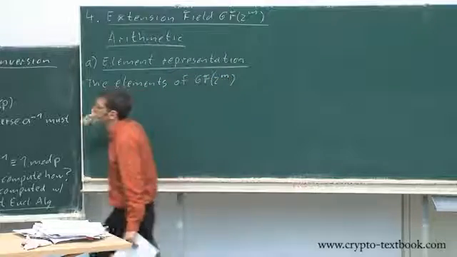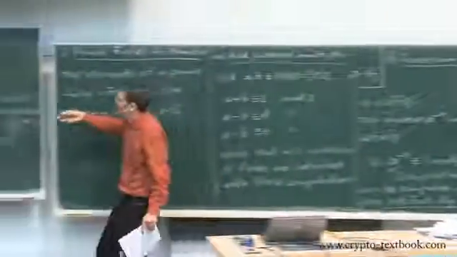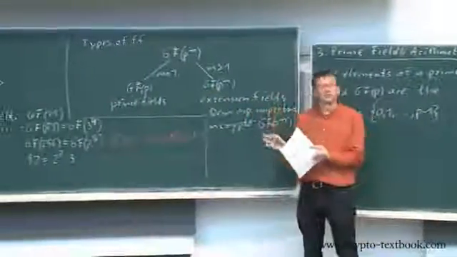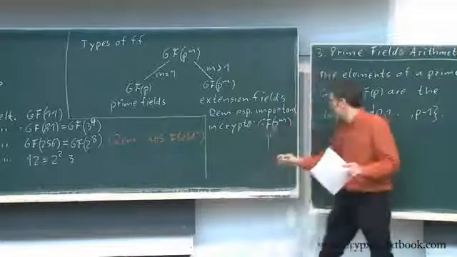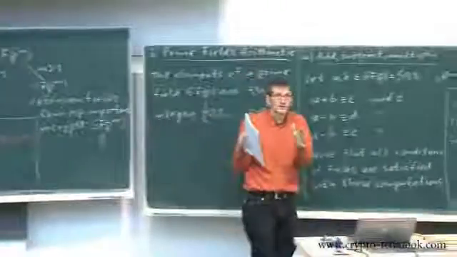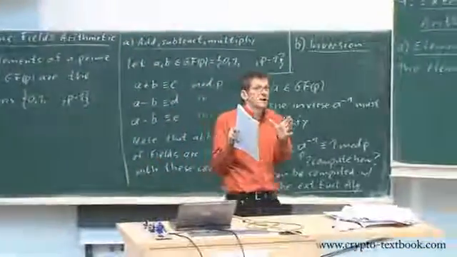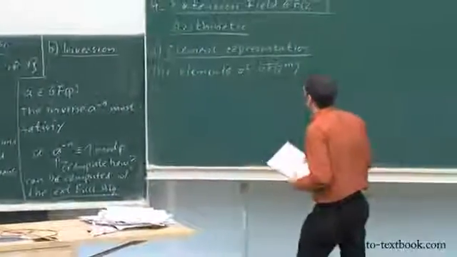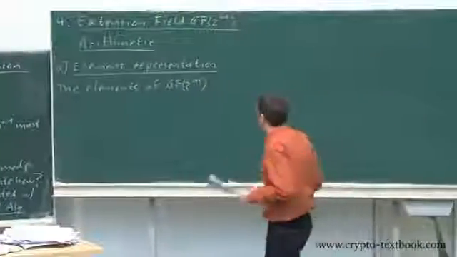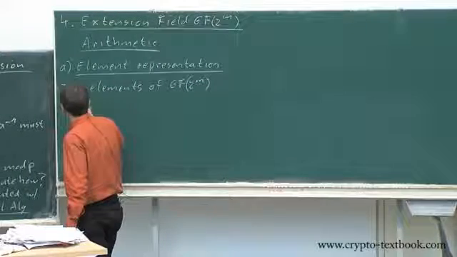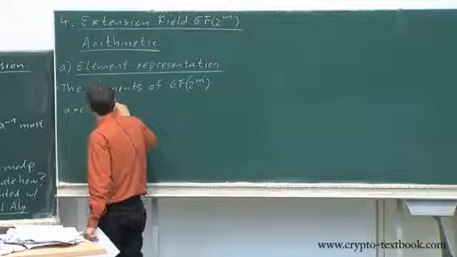Oh, by the way, the general extension fields are GF p to the m, but we only need this AES case. In AES, we have GF 2 to the m, so we narrow our scope. Wir werden enger. Wir machen was sehr Enges hier. We only look at GF 2 to the m. So the elements of GF 2 to the m are polynomials.